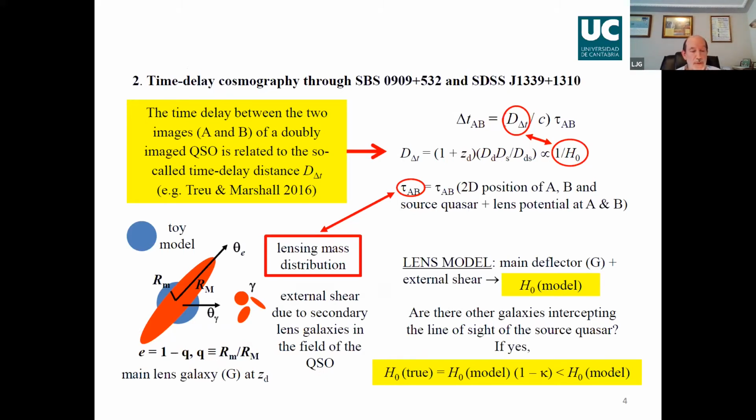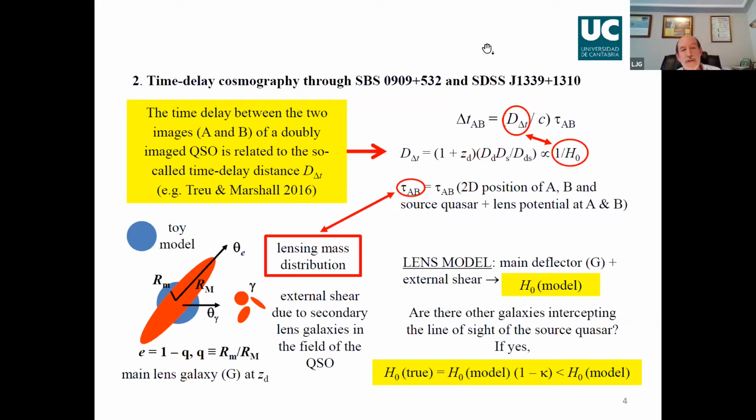The time delay between two images of a double quasar can be expressed in terms of the time delay distance, the speed of light, and a dimensionless multiplicative factor that we call tau AB. The time delay distance depends on the source and lens redshifts and is proportional to the inverse of the Hubble constant. There is also a weak dependence on other cosmological parameters, I mean the matter and dark energy densities. In addition, the lensing mass distribution determines the multiplicative factor tau AB.